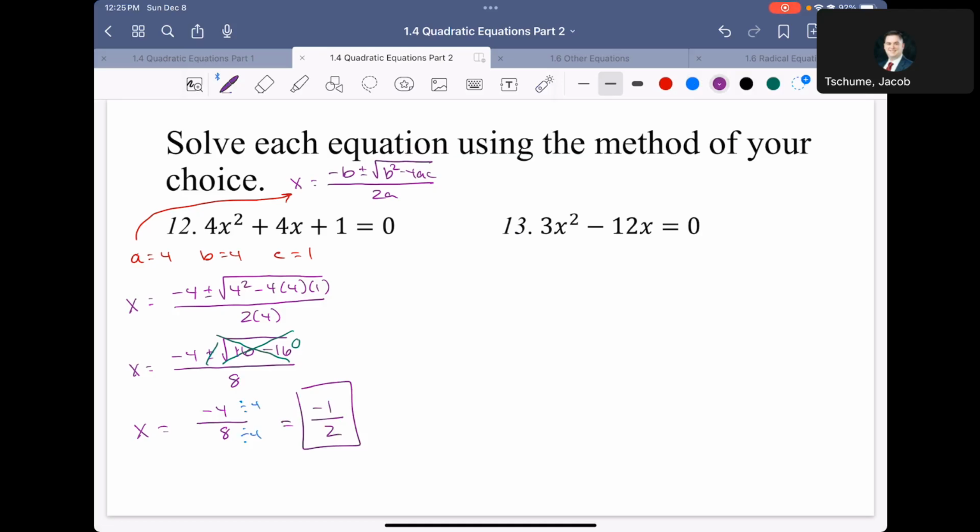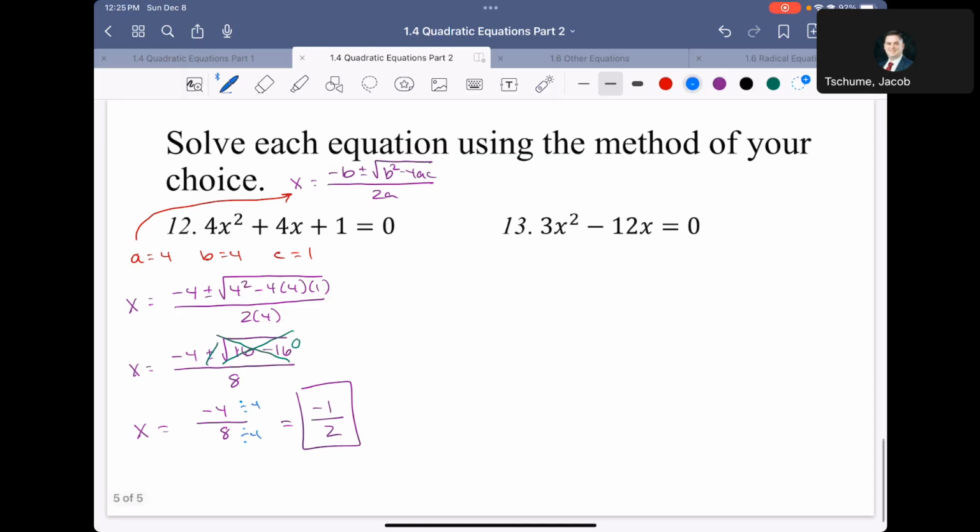One more where I'm not going to use the quadratic formula is number 13. It says 3x squared minus 12x is equal to 0. Once again, I am not going to use the square root property here because there's not an x squared and a number. Since there's an x term attached to the negative 12, that throws out the square root property. Instead, you either have to go with factoring or the quadratic formula. On this one, I'm just going to choose not to do the quadratic formula just to be different, but you're more than welcome to do it in this case.